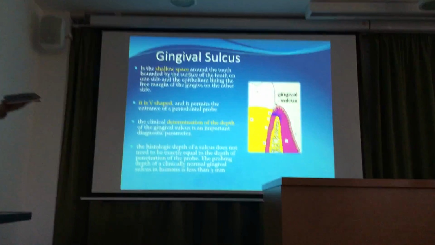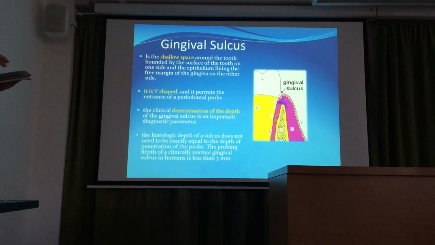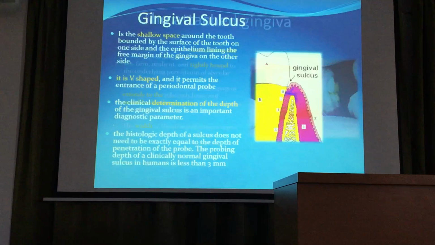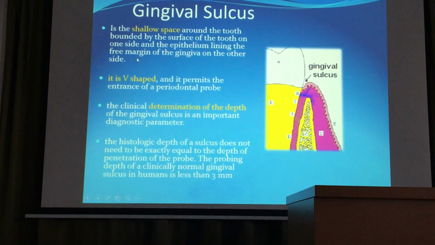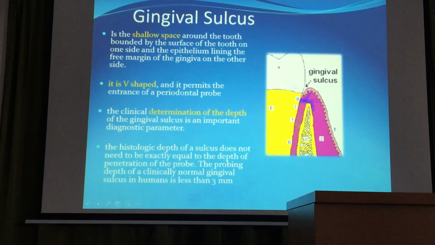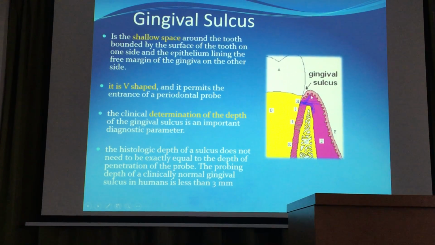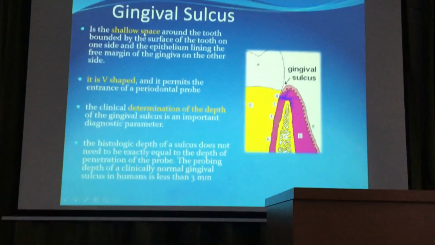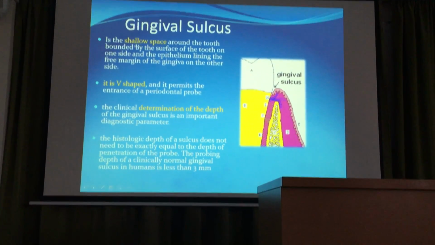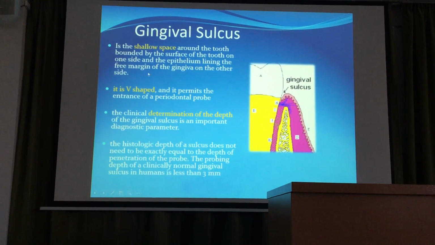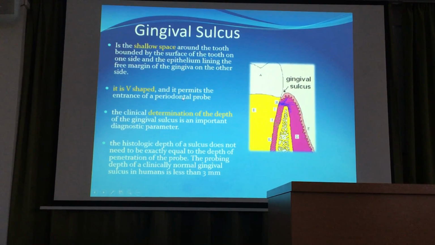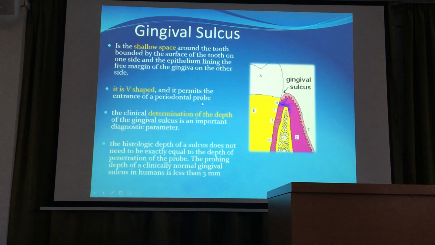Much more reddish situation. For us to understand periodontal disease, it is also important to memorize what the gingival sulcus means. This is the definition: it's a quite shallow, V-shaped space that permits us to enter with a periodontal probe. We will discuss in the practice what it means.